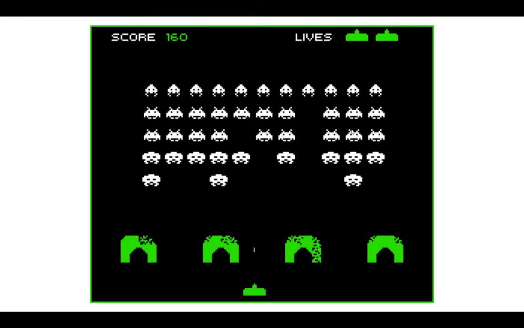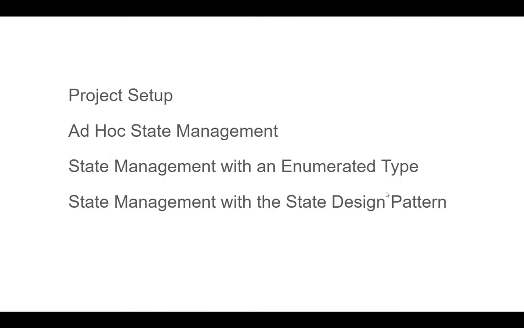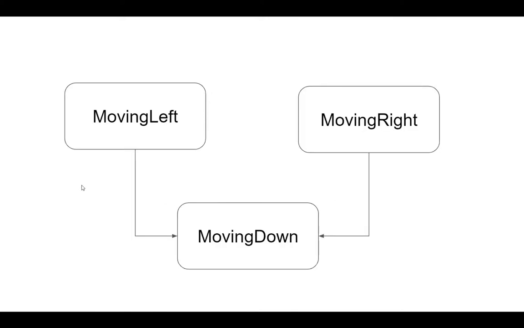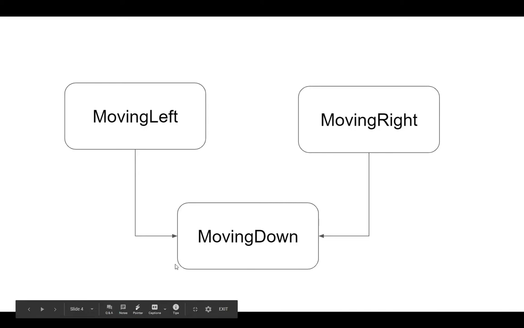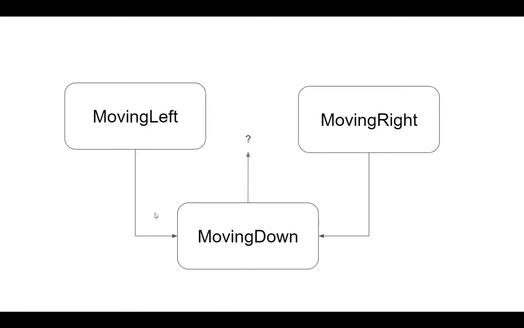So we know that in the game, this whole swarm will be moving left or moving down or moving right. So a naive interpretation of that might be to create a state machine something like this. We have a moving left state, and from there we can move down. Or if we're moving right, we can move down. The problem is, if we're in the moving down state, where do we go from there?